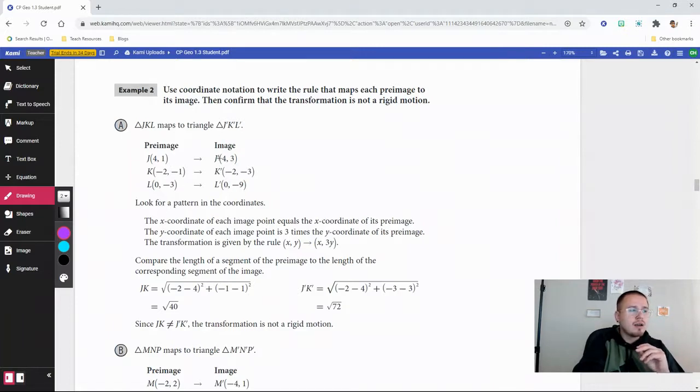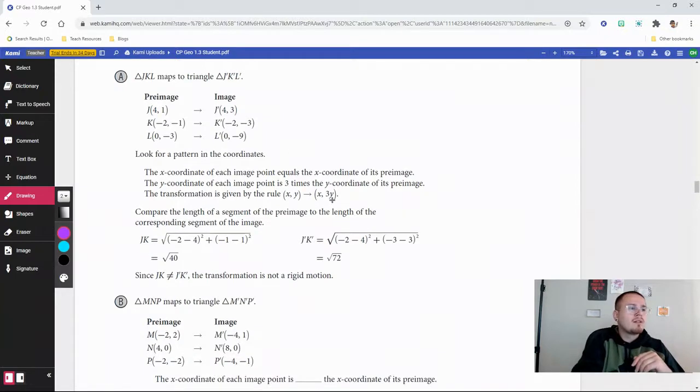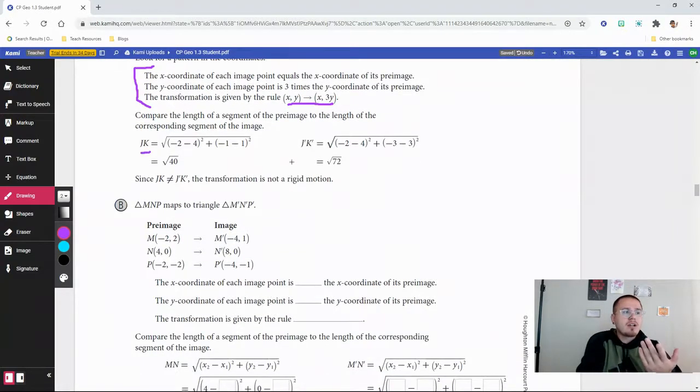I'm looking at the y's, 1 to 3, add 2, -1 to -3. I'm not adding 2 there. Multiplying by 3. And that's written right here. By the rule, they write it all out. The better you can describe. Some of you like to pull that common sense thing, and I get it, but we have to try to describe it the best way possible. And then they do the check. They do the rigid motion check.